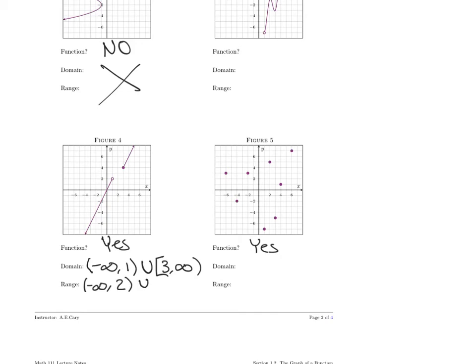And we can continue going. So even though there's a break, that's okay. We can continue going from, looks like 4, all the way up forever and ever. So that's going to be with a bracket 4 to infinity.